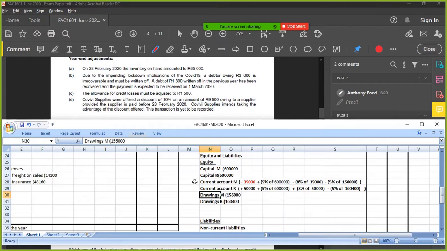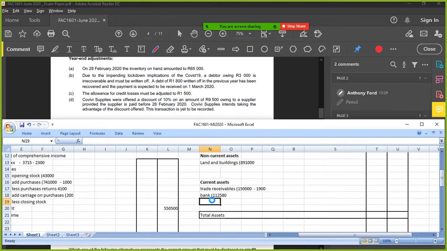We've got a few year-end adjustments. Okay, inventory at year-end is 65. Closing stock, 65. Okay, due to the impending lockdown implications of COVID, debtor owing 3 is written off.